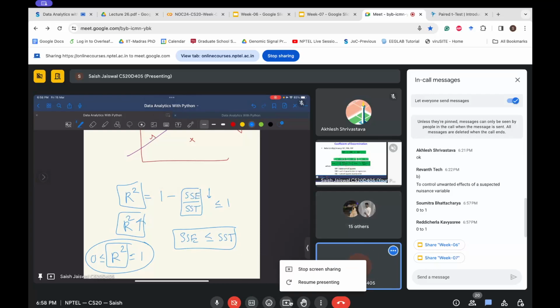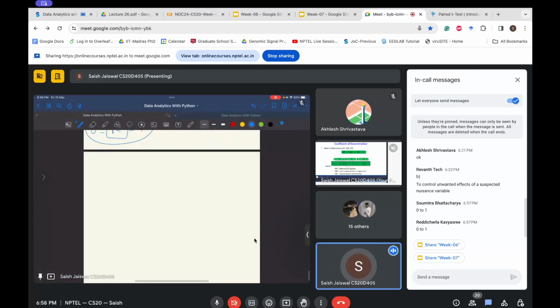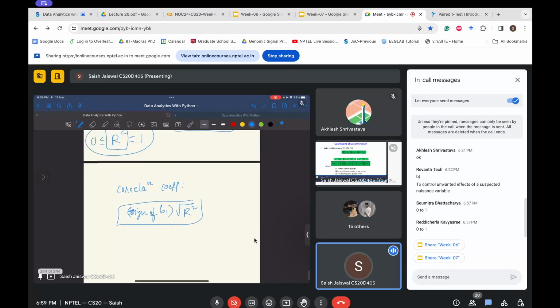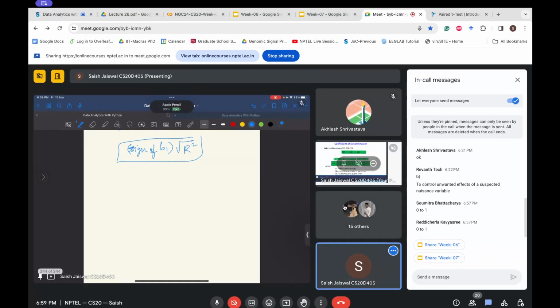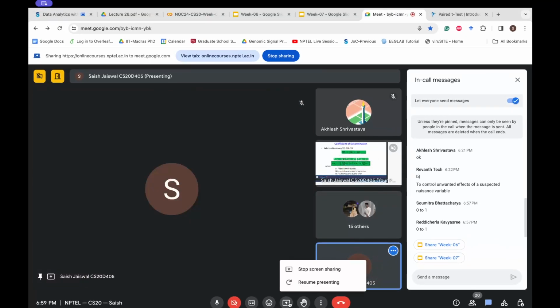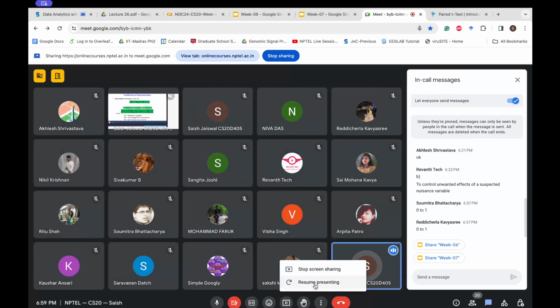So let us go back, and there is one more term involved over here. We'll see it formally: the correlation coefficient, or coefficient of correlation. It is given by sign of b1 times the square root of r square. What it tells is the relationship between your independent variable and dependent variable, whether it is positively or negatively correlated. We'll come to that. First, let us see some questions and then we'll solve this. And we'll see these examples in Python.